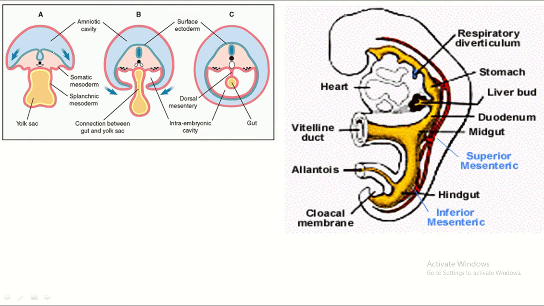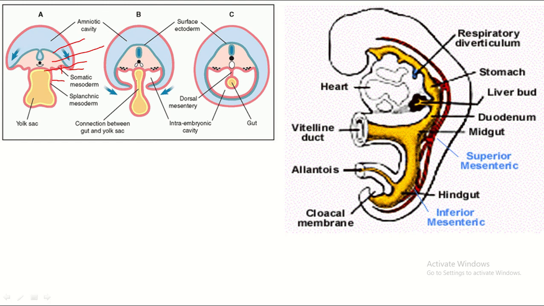This is the trilaminar disc. This is ectoderm, this is mesoderm, and this yellow color, this is endoderm. This is lateral plate mesoderm. It has two parts, somatopleuric layer and splanchnopleuric layer. Somatopleuric layer is attached with the ectoderm and splanchnopleuric layer is attached with the endoderm. So endoderm of the primitive gut forms the lining epithelium of urethra, and the rest of the layers of the urethra are derived from the splanchnic mesoderm.